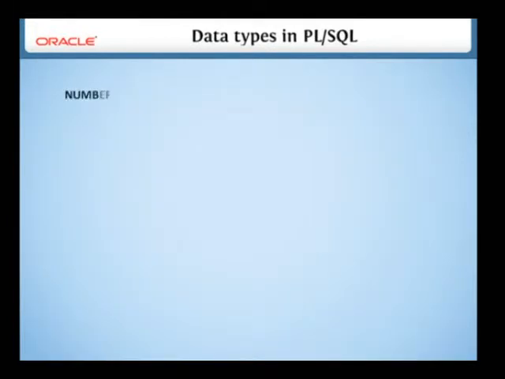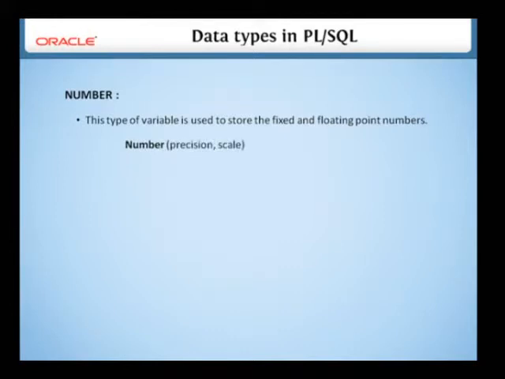First, we will see the number data type. This type of variable is used to store fixed and floating point numbers. Let's see the syntax: NUMBER(precision, scale). Here, precision specifies the total number of digits, and scale specifies where the rounding occurs.